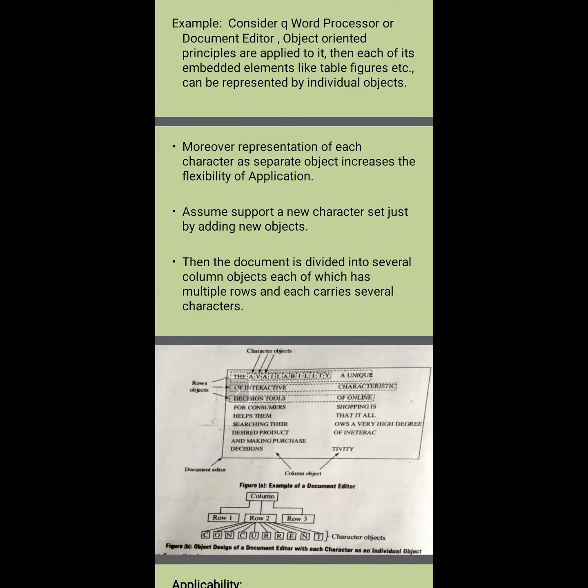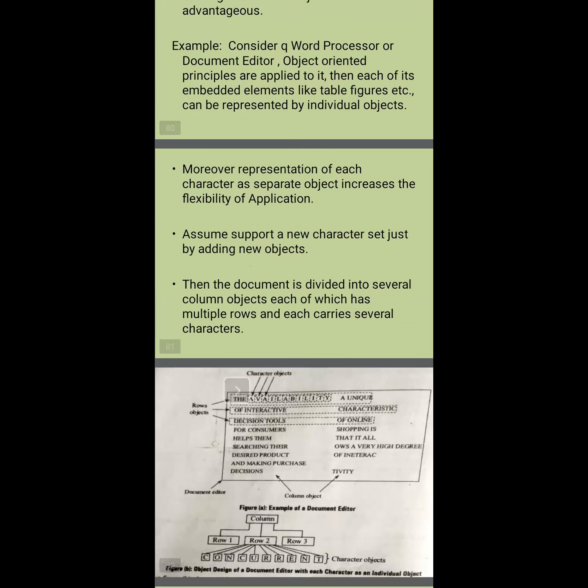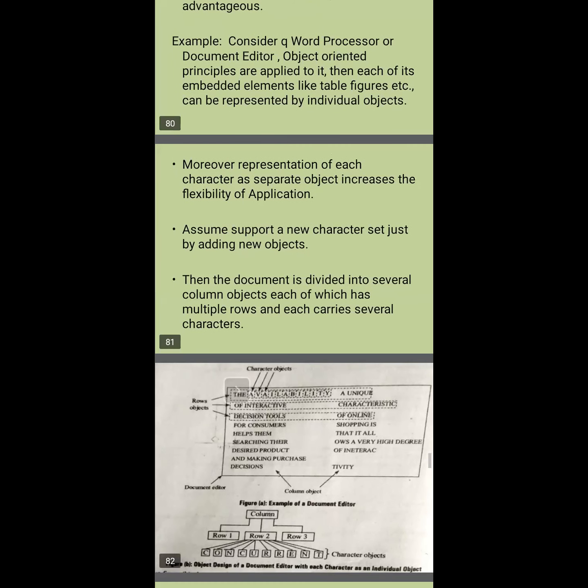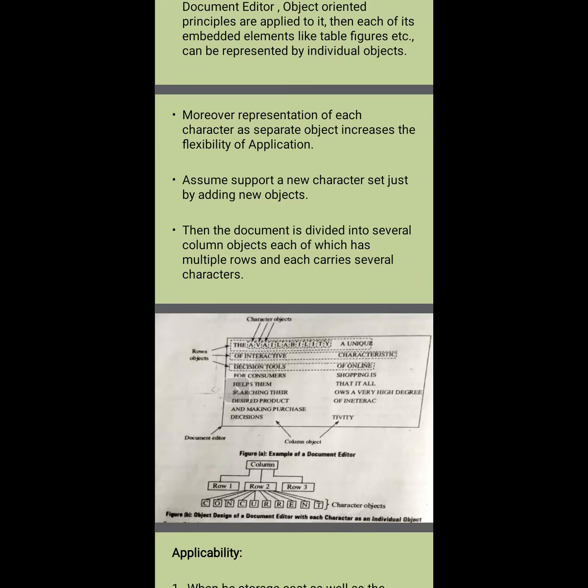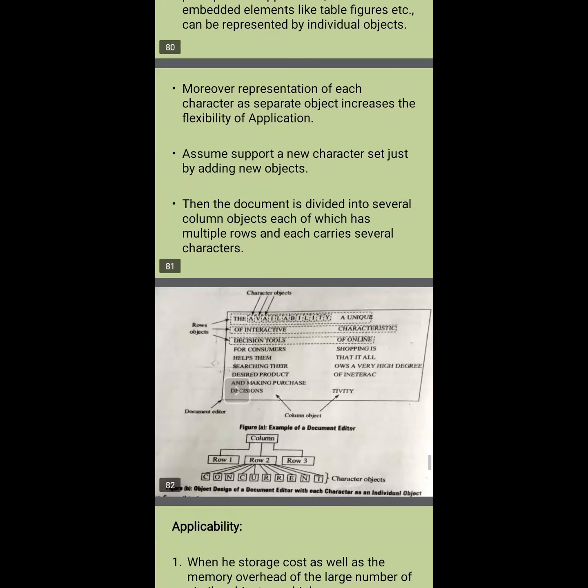So that means here we consider one document editor or some word processor, and we are using object-oriented principles also. And another thing here, each character is a separate object. So each character can be treated as one object, and that increases the flexibility of the application. Assume we support a new character set just by adding the new objects. Then the document is divided into the several column objects, each of which has multiple rows and each carries several characters. So that means here we try to give some support.